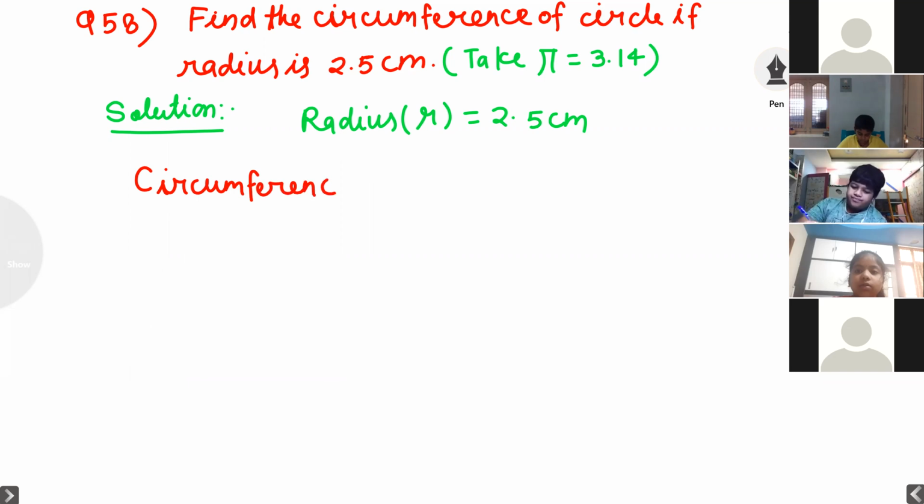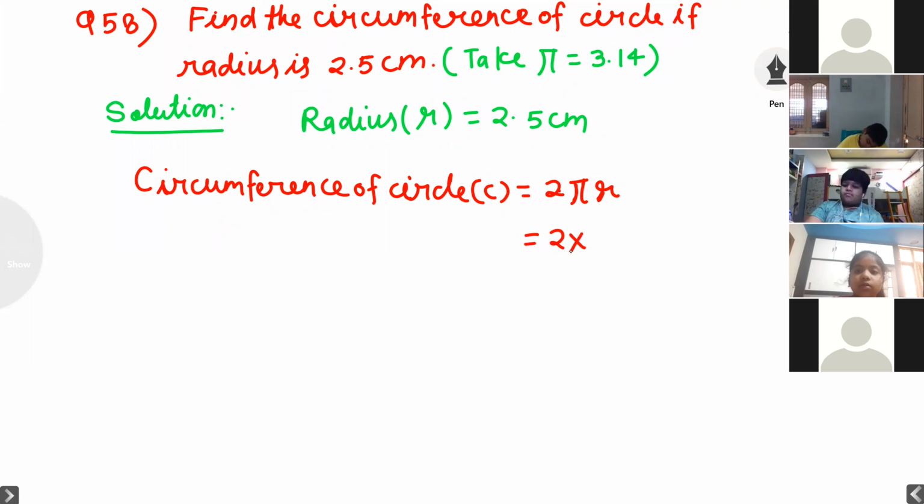Circumference of circle, small c is equal to 2 pi r. 2 will write as it is. Pi value already he has given in the question, 3.14 and radius is 2.5.